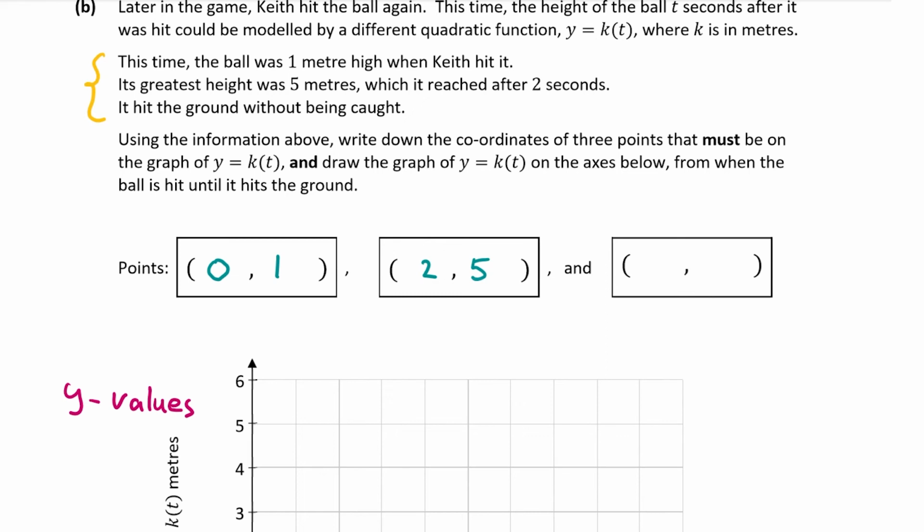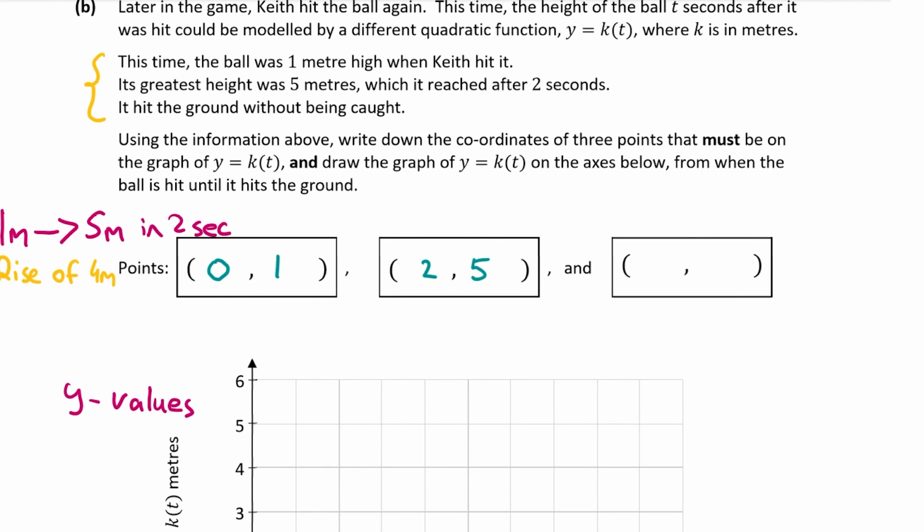Now this third one is probably the hardest coordinate to get. The first two are straightforward enough from the first two sentences, but the third one is that bit harder. So it hit the ground without being caught. That's not really giving us much information, to be honest. However, we can work it out. If the ball was 1 meter high when it was hit, its greatest height was 5 meters, which it reached after 2 seconds. So it went from 1 meter to 5 meters in 2 seconds. That was a rise of 4 meters in 2 seconds.